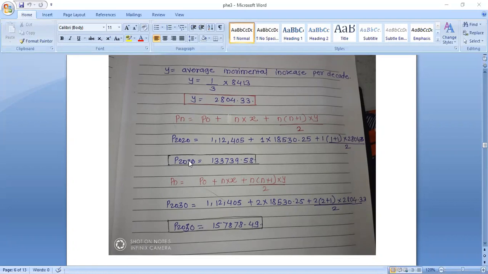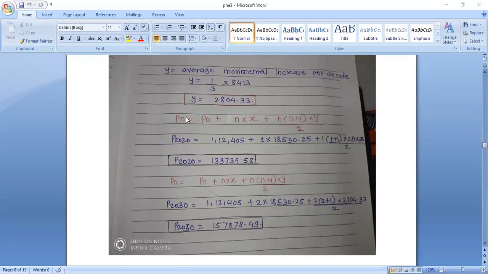Now see, we have to find out the population for 2020 and 2030. We have the population up to 2010. From 2010, we have to find out the population for 2020, that is for 10 years or for 1 decade. Now we can find out this population for 2020 by incremental increase method. What is the formula by incremental increase method? Pn is equal to P0 plus n into x plus n into n plus 1 divided by 2 into y.